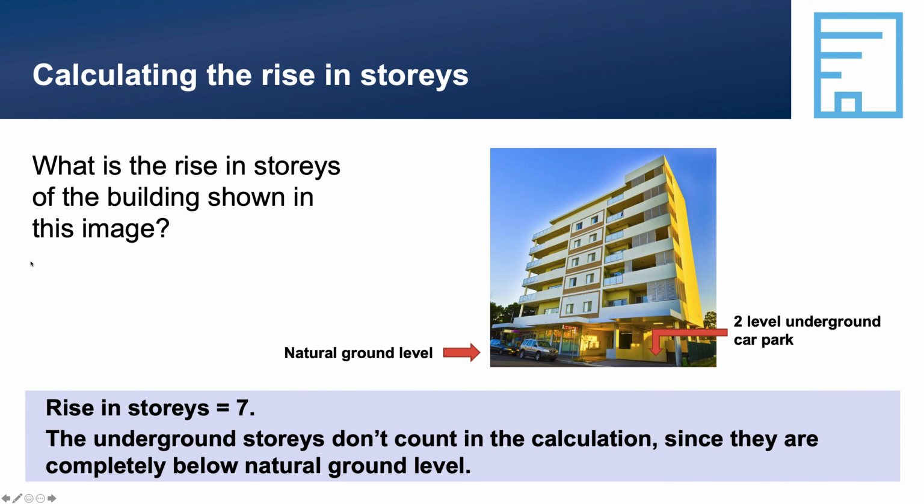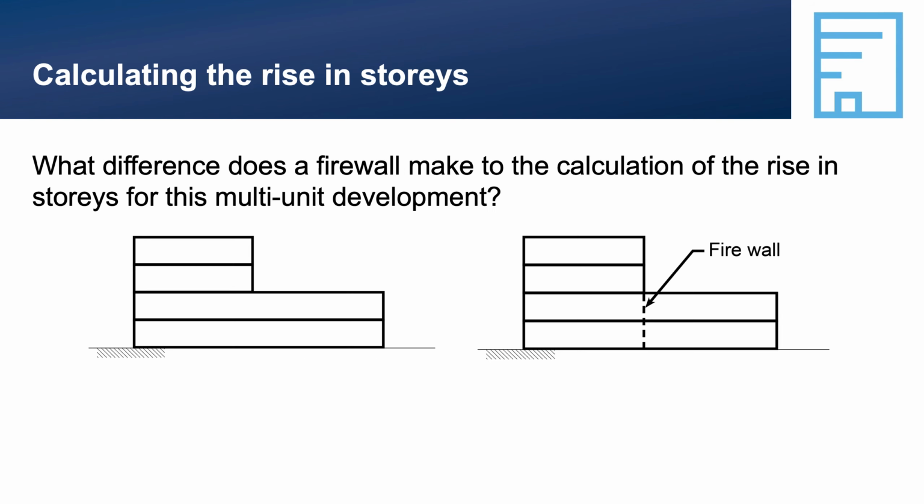Rise in stories is 7. Underground floors don't count in the calculation since they are completely below natural ground level. What difference does a firewall make to the calculation of the rise in stories for this multi-unit development?